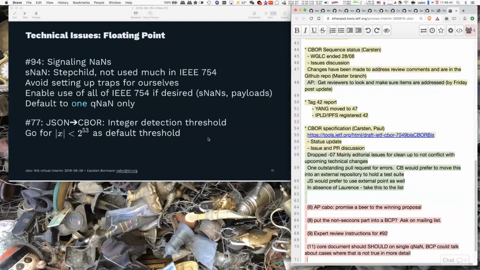Yeah, and then we have this JSON to CBOR issue. When you write a JSON to CBOR converter, when do you stop recognizing something as an integer? I think we want to go to the power of 53 as the default threshold here. Right now it says 32 or 64, and 64 doesn't make a lot of sense, and 32 is kind of outdated at this point.